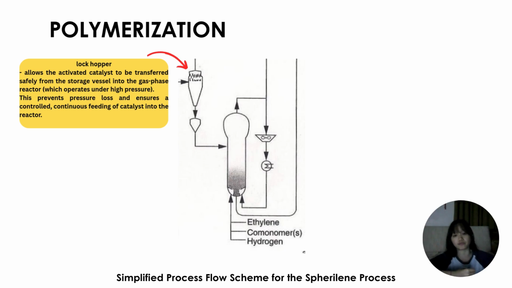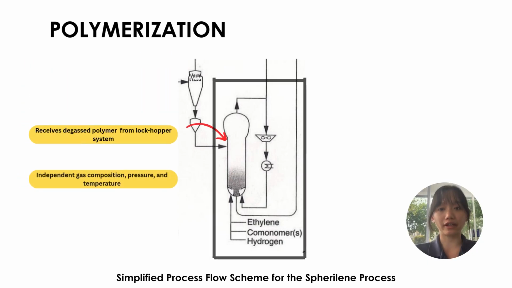Before it flows into reactor 2, the polymer will flow through the lock hopper. It allows the activated catalyst to be transferred safely from the storage vessel into the gas phase reactor, which is reactor 2. This prevents pressure loss and ensures a controlled, continuous feeding of catalyst into the reactor.